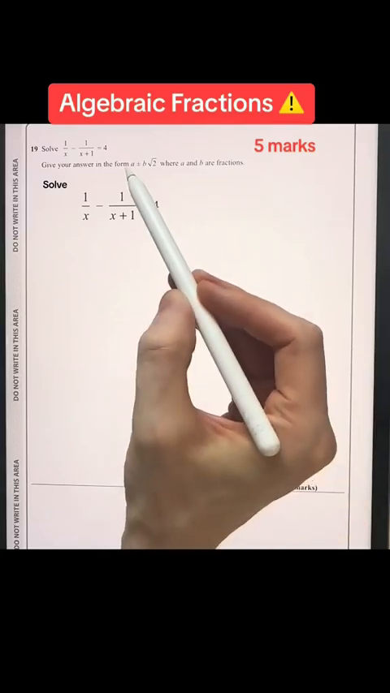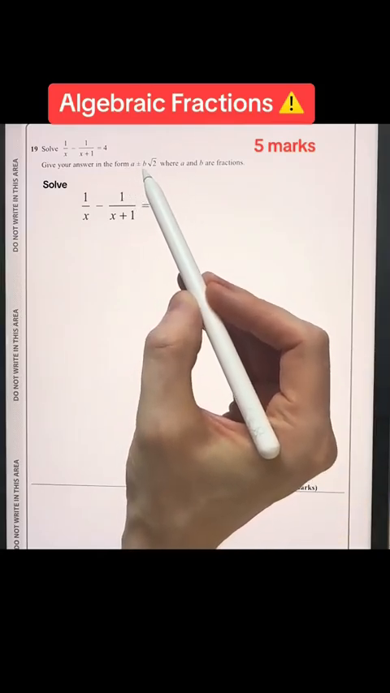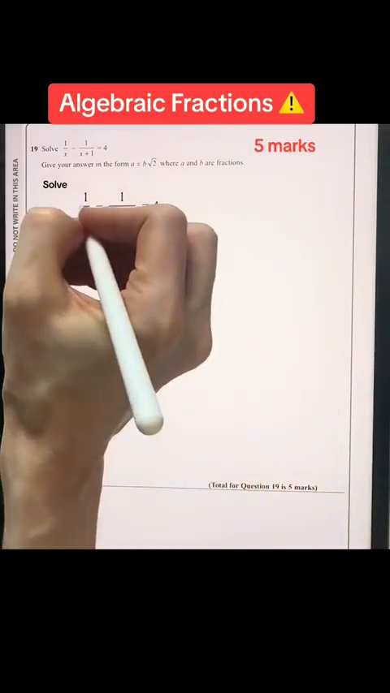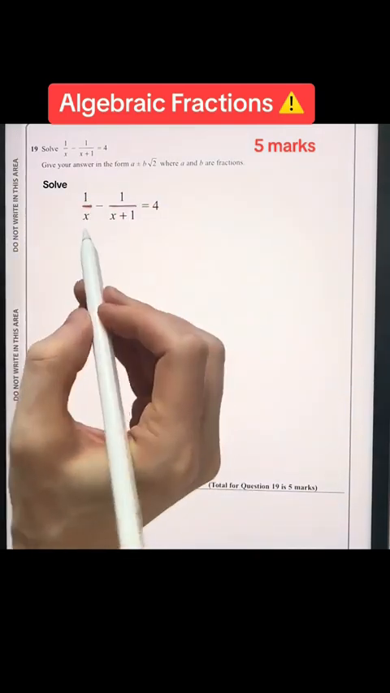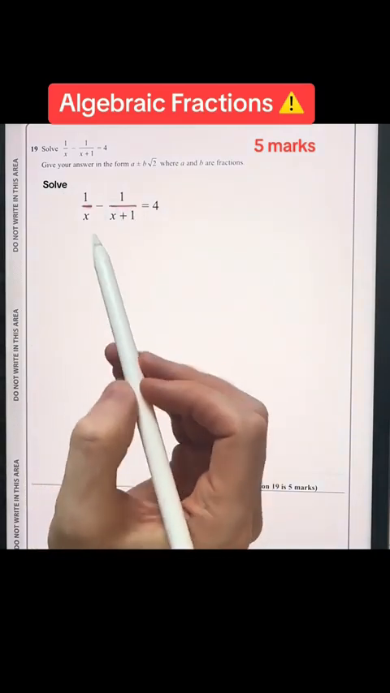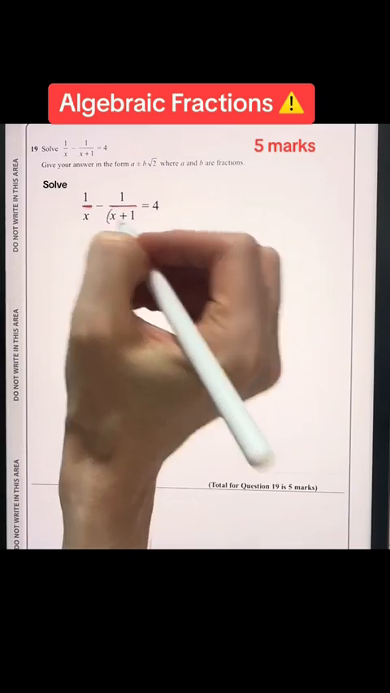Solve the following and give your answer in the form a plus or minus b root 2, where a and b are fractions. Well, we never like dividing in mathematics. The opposite of divide by x and the opposite of divide by x plus 1 is I can multiply the whole equation through by x and in single brackets x plus 1.